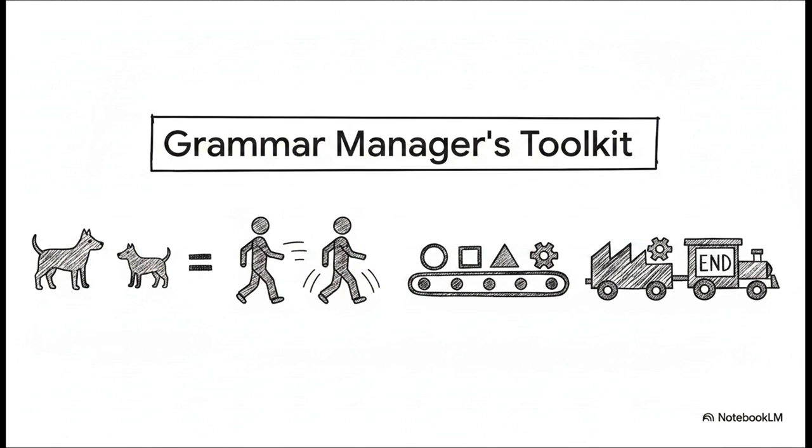And finally, this is crucial, it uses a closing suffix. This is always the very last thing you add to a word. Think about it: organizations. You can't add anything after that final S. The grammar manager always gets the last word.